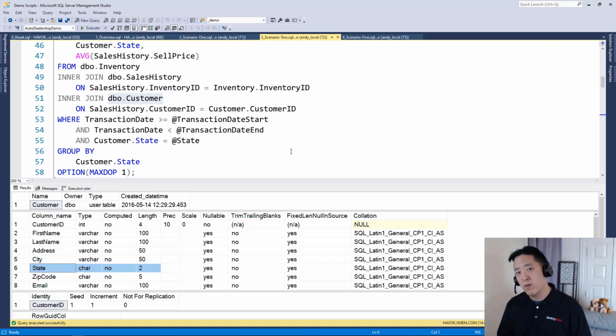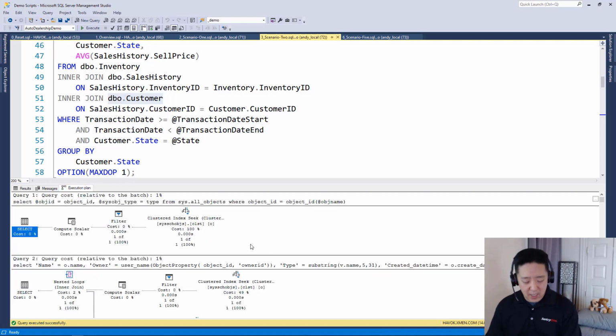Because of this data type mismatch, we have to convert the different data types. These look like characters to us, but to SQL Server, the underlying data is completely different. So SQL Server will use something called the data type precedence chart and take the lower of the two data types and convert that one. In this case, the lower of the two data types is the state column inside the customer table. So unfortunately, what SQL Server must do in the execution plan is scan the entire thing.